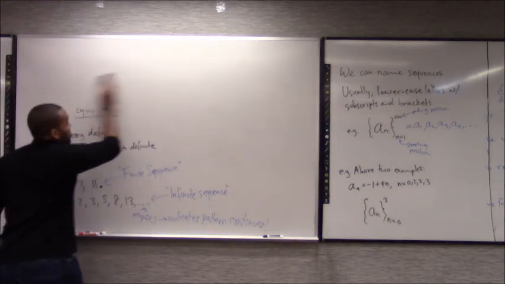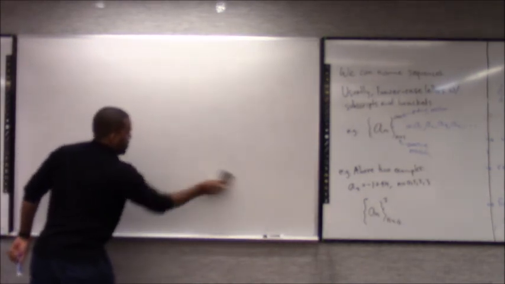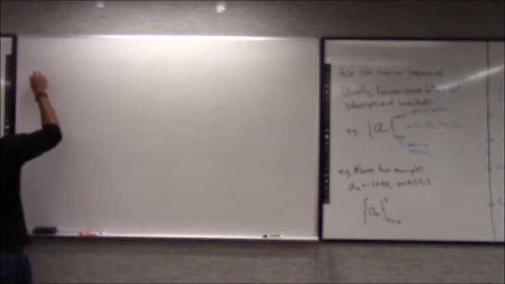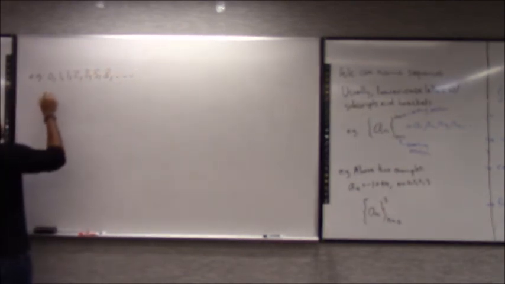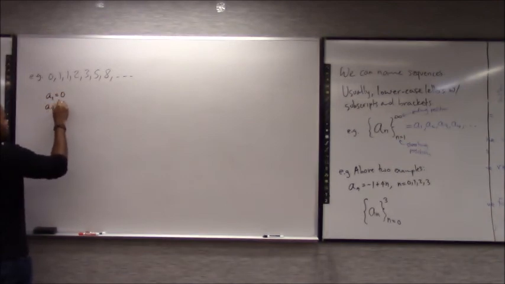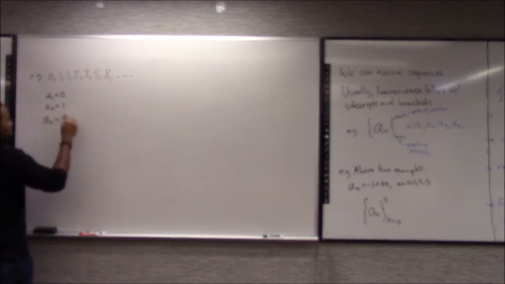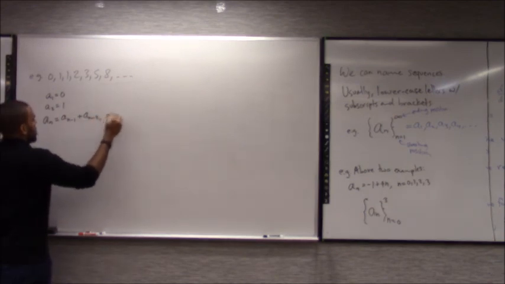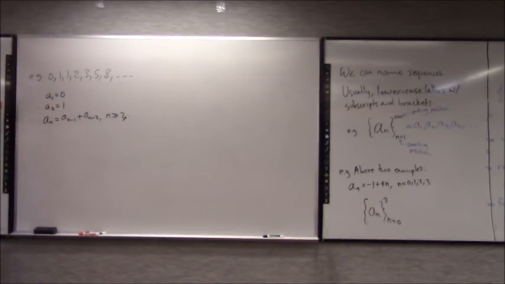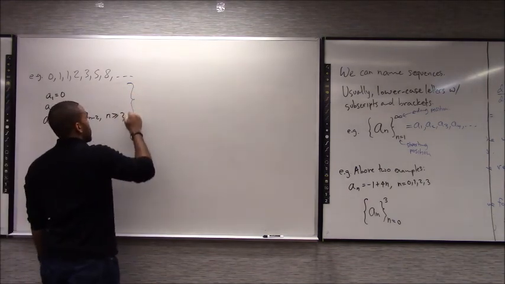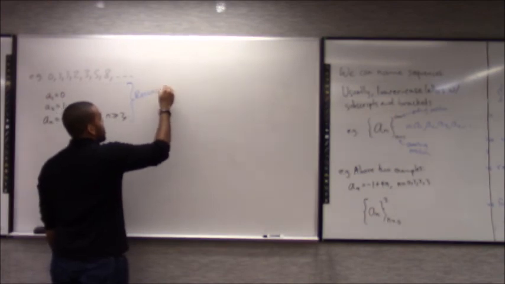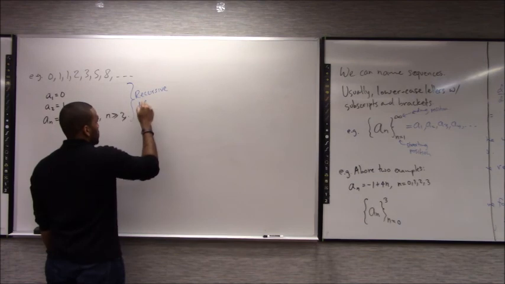The other one, the Fibonacci sequence, so the sequence 0, 1, 1, 2, 3, 5, 8. The rule is the first term is 0, the second term is 1, and then all future terms are just the sum of the previous two terms. So my a_3 is going to be a_2 plus a_1, my a_4 is going to be a_3 plus a_2, my a_8 is going to be a_7 plus a_6, and so on and so forth. This way of defining a sequence is called a recursive definition. It's when you define a rule based on previously established guys. So this is a recursive definition, right?